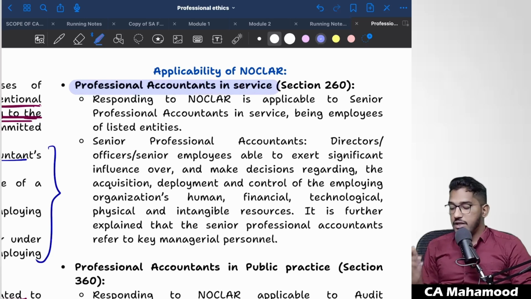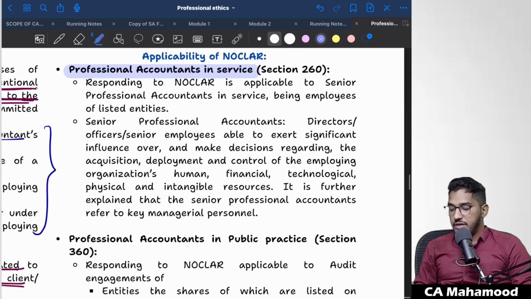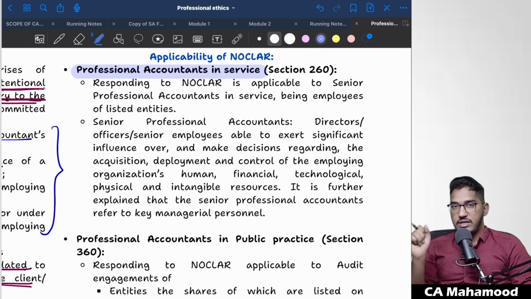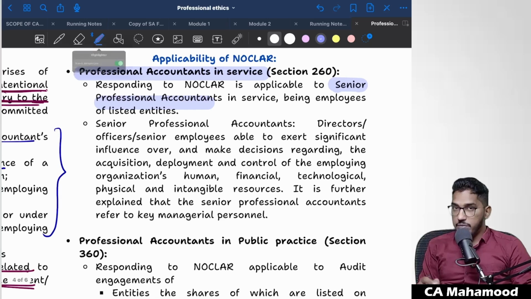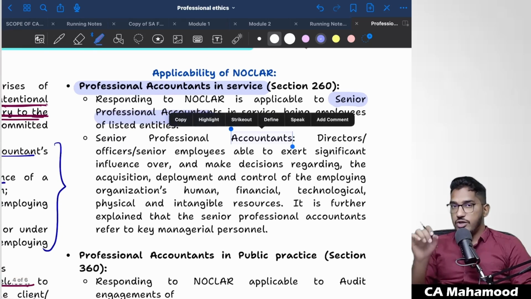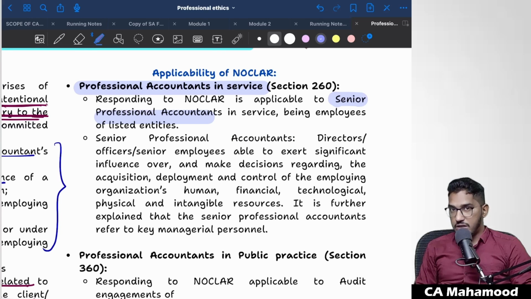But this is specifically when it comes to service, there are only specific persons who are in service who are required to comply with NOCLAR. Who are they? Let us see. Professional accountant in service responding to NOCLAR is applicable to the senior professional accountants in service being employees of listed companies. Listen carefully. If you are in employment with some company, you are required to comply with NOCLAR rules and regulations, if you are an employee of a listed company and also you are a senior professional accountant.